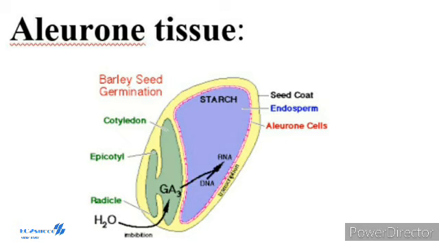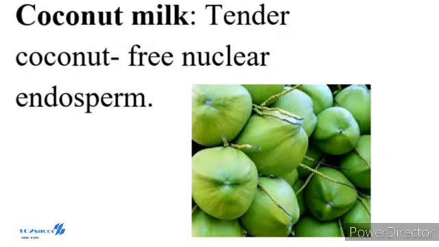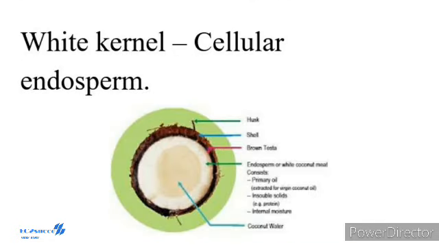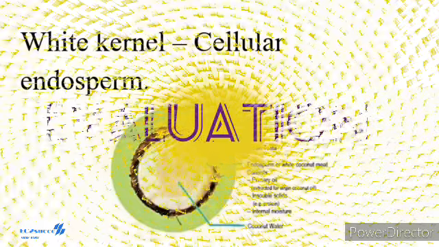Another one, coconut milk is a basic nutrient medium which induces the differentiation of the embryo, that is called embryoid, and plantlets from various plant tissues. Coconut water from the tender coconut is free nuclear endosperm, and the white kernel part is cellular.